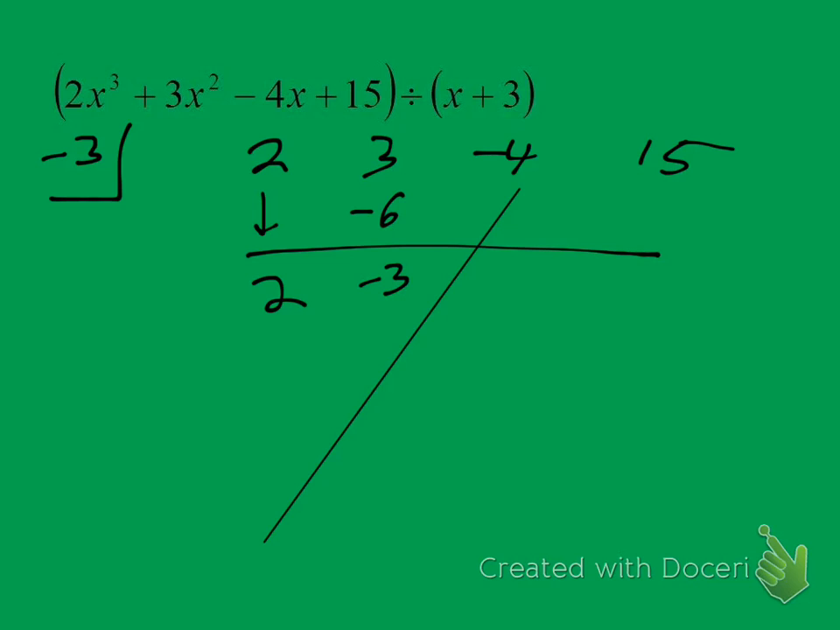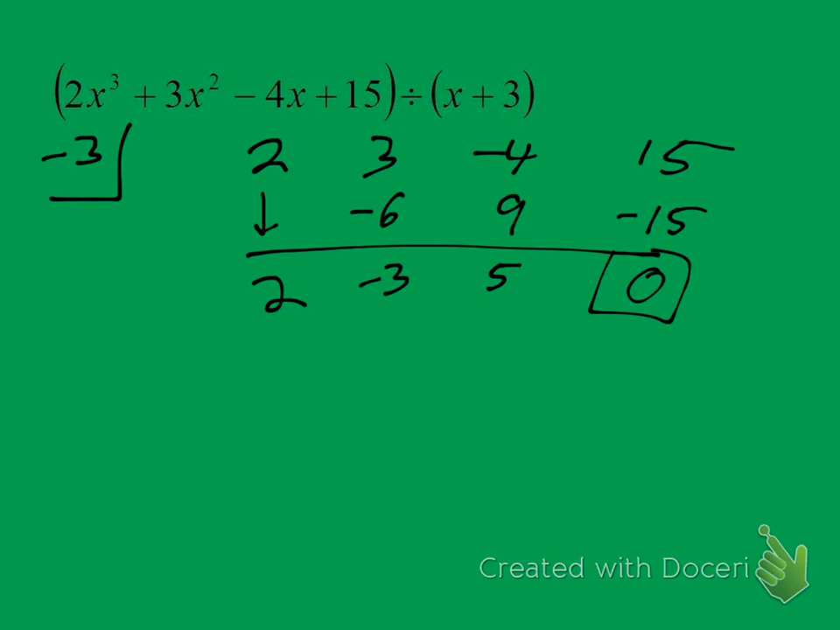Whoops. Whoa, what happened there? 9. 9 minus 4? 5. 5 times negative 3? Negative 15. You get 0, which is always a good thing when your remainder shows up as 0. It doesn't always have to, but when it does, it's really nice.